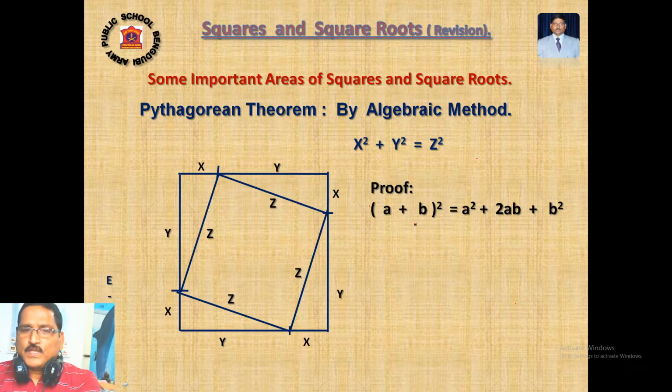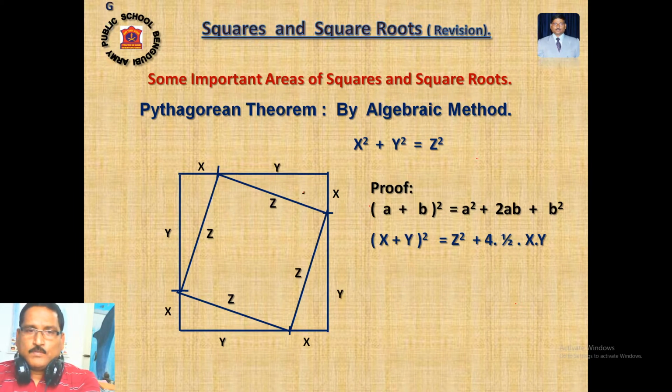A plus b whole square, I can write down as a square plus twice ab plus b square. What is a here? X. What is b here? Y. So x plus y whole square, that means the whole square area should be equal to the small square z square, plus 4 triangles. One triangle is half base into altitude. The 4 triangles are equal to 4 into half base into altitude.